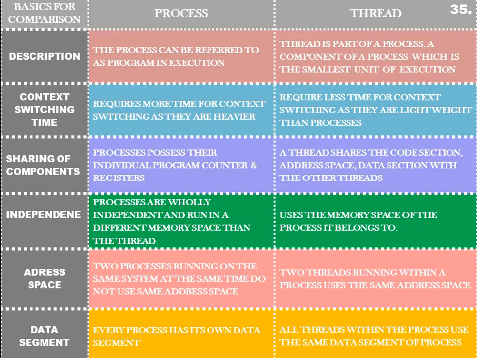The second criteria on which we would compare these two things is context switching time. A process requires more time for context switching as they are heavier, while a thread requires less time for context switching as a thread is lighter than the process is. Now you need to understand what context switching is.